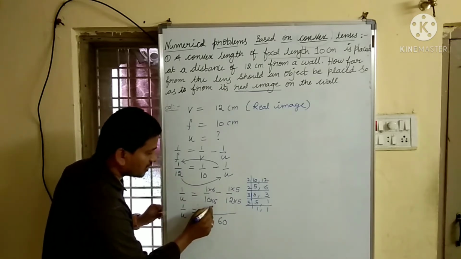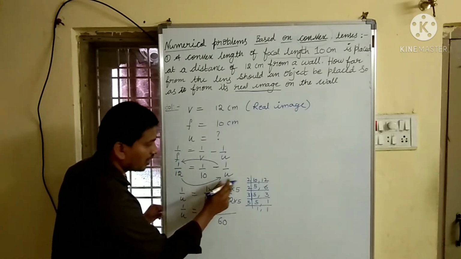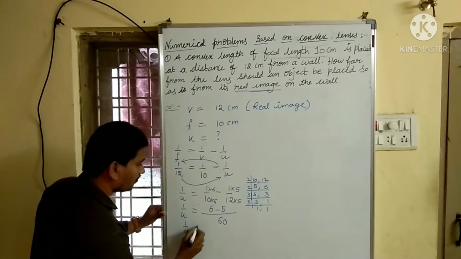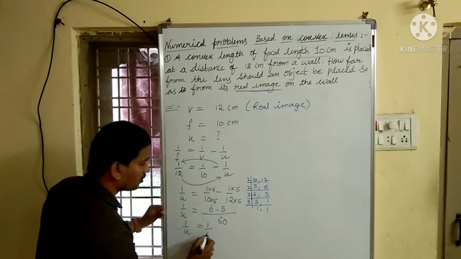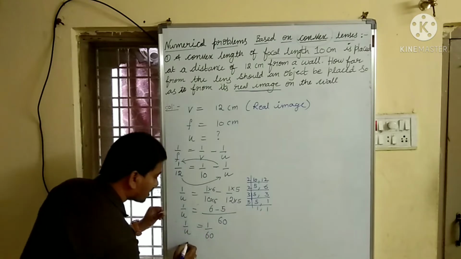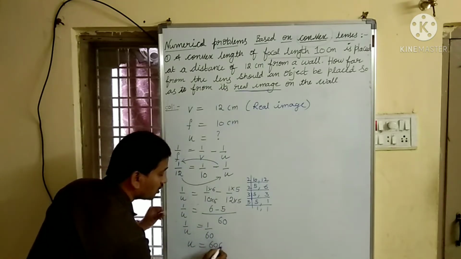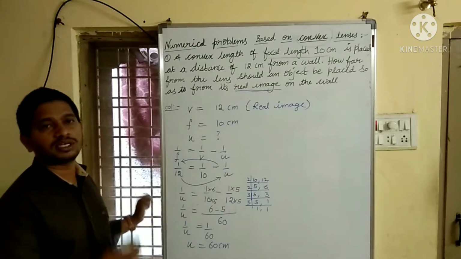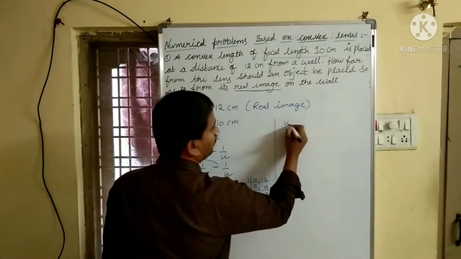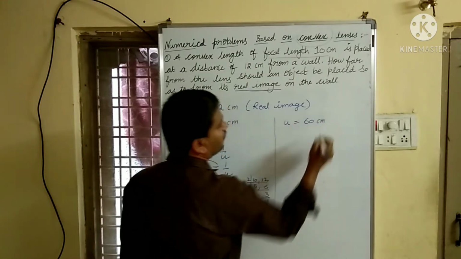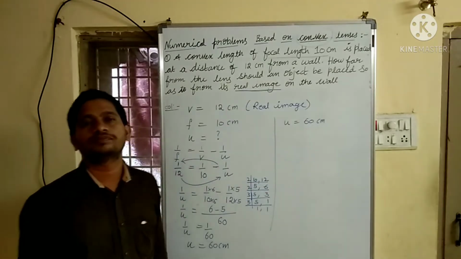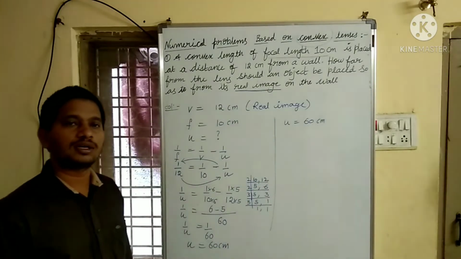So 1 into 6 is 6, minus 1 into 5 is 5. So 1 by u equal to 6 minus 5, that is 1 by 60. So u equal to 60 centimeter. So what is the object distance? We have to place the object at a distance of 60 centimeter from the lens.